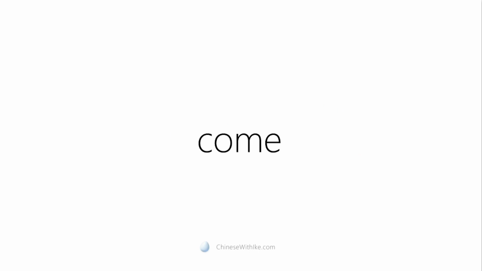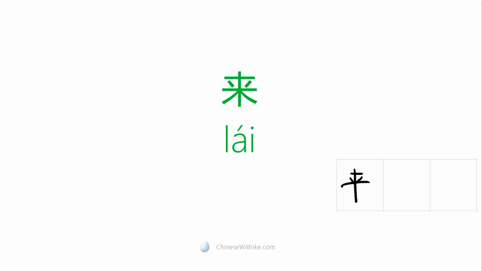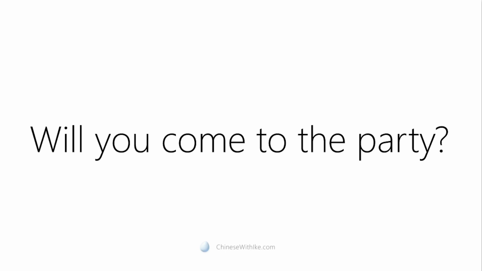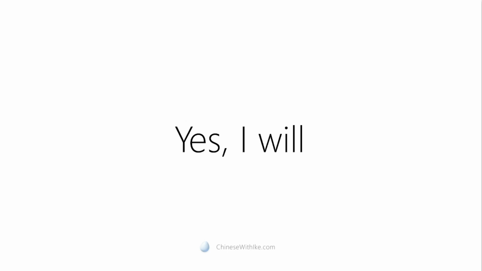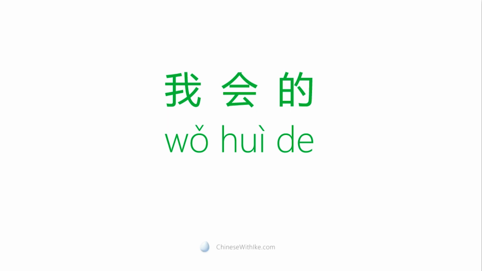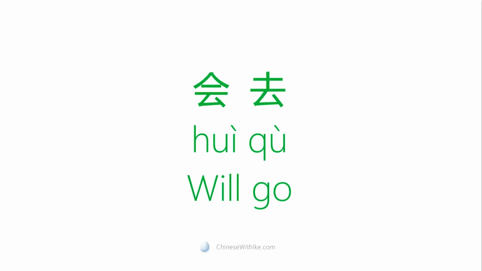Do you remember how to say come? 来 Now try this. Will you come to the party? 你会来 party吗? Here we don't use the 的 because we are not sure if you will come or not. Yes, I will. 我会的。 Or you could say 会去。 And remember the key point of answering is to emphasize the verb, so you could remove I and emphasize the verb will and go.